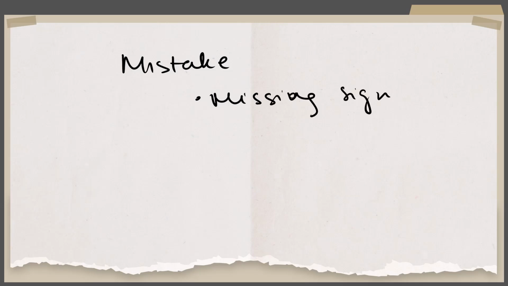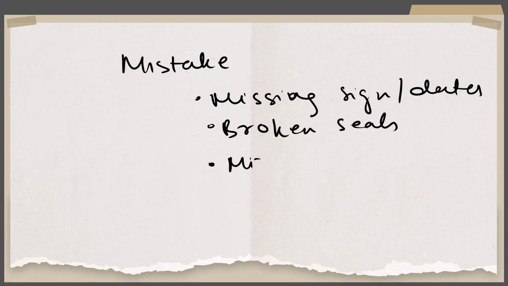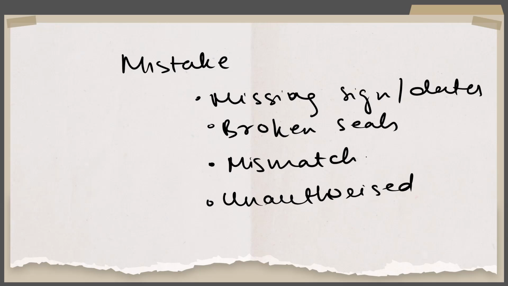Now let's talk about mistakes, because most chain of custody failures happen due to negligence, not due to intention. The common violations include missing signatures or dates on custody forms, or broken or unrecorded seals. We can also find a mismatch between the evidence description and the actual item. The evidence may be stored in an unsecured location, or unauthorized persons may be handling the evidence.